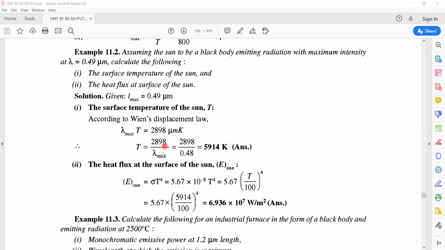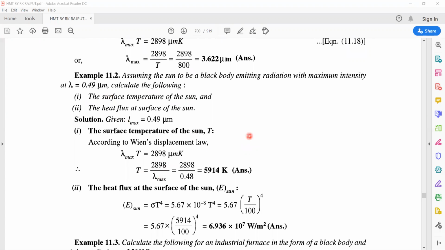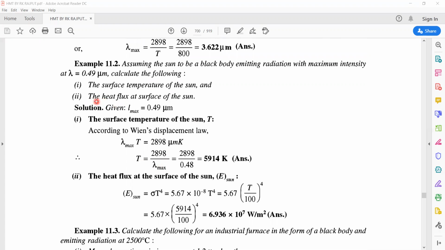So T equals 2898 divided by lambda max, which is equal to 5914 kelvins. This is the value of absolute temperature in kelvins. This is the answer for first bit. In the next bit, he asked us to calculate heat flux at the surface of the sun.